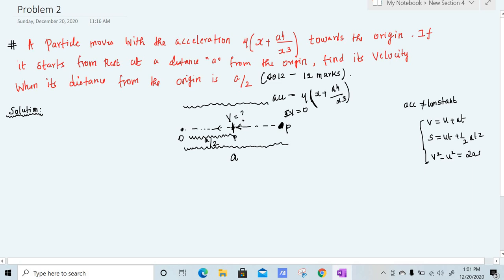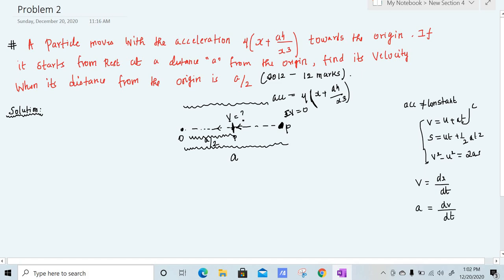So in order to find this velocity, you should not use the formula v = u + at. You can only use this when acceleration is constant, right? Rather, we should use velocity = dx/dt, and acceleration = dv/dt.